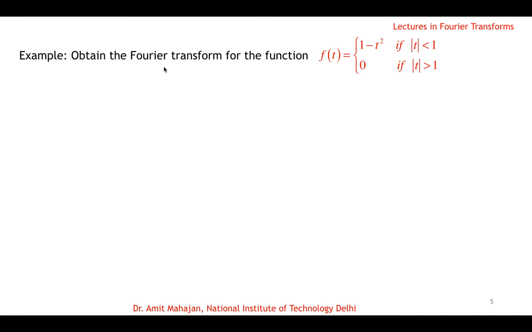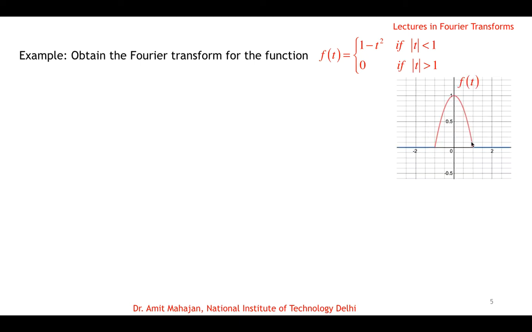So obtain the Fourier transform for the function f(t) equal to 1 minus t square if modulus of t is less than 1, and 0 if modulus of t is greater than 1. So there is an inverted parabola between minus 1 and 1, and outside this the function value is 0. From minus infinity to minus 1 the function is 0, then from minus 1 to 1 there is an inverted parabola 1 minus t square, and then from 1 to infinity again the value is 0. So we want to find the Fourier transform of this function.